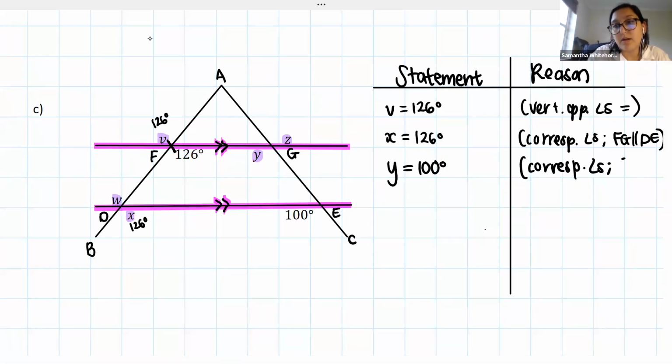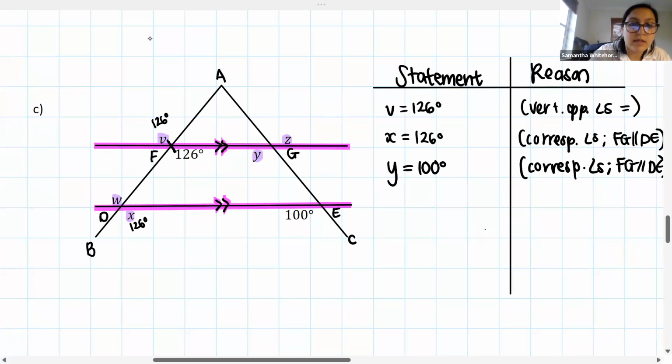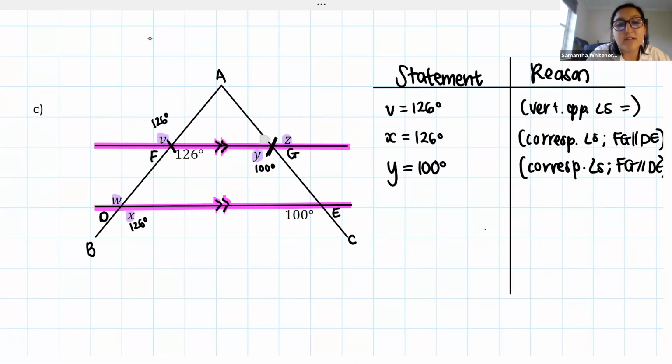Then remember your parallel lines, FG parallel to DE. Now that we know that, kind of left off W as well, but we'll come back to that in a second. If I have a look at Z, Z is vertically opposite to Y, so Z is also equal to 100 degrees.